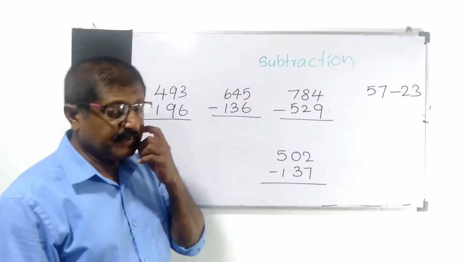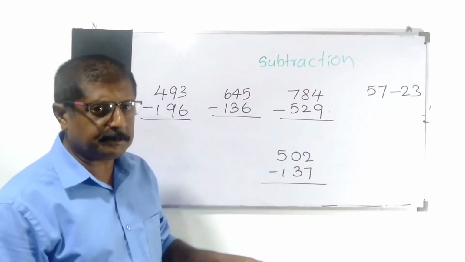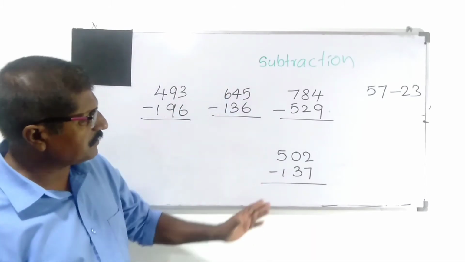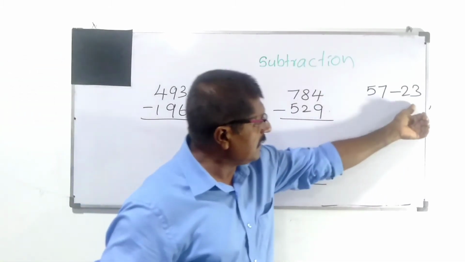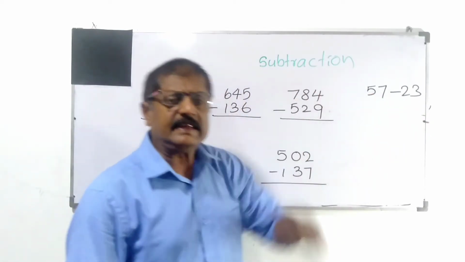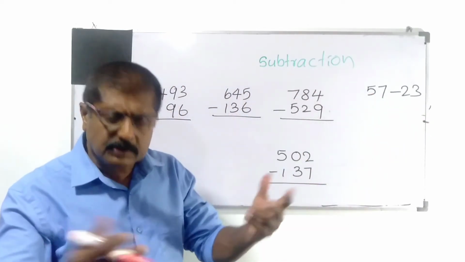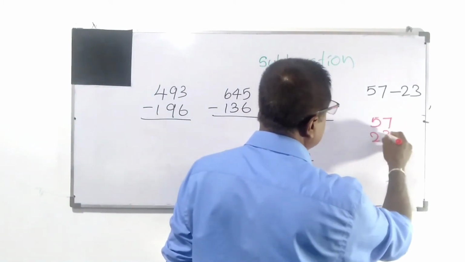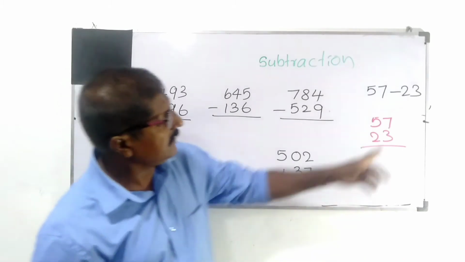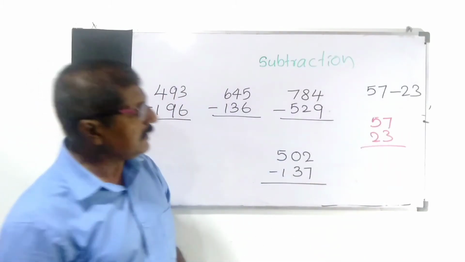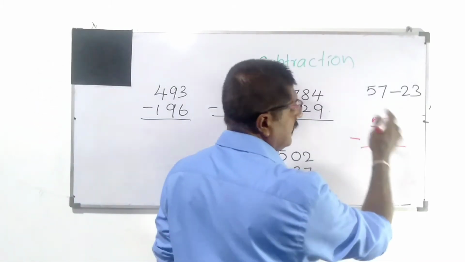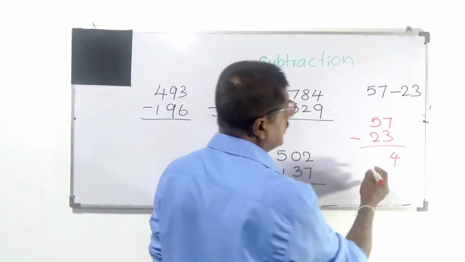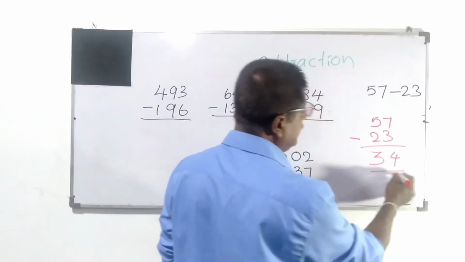Okay, now our final step for this video, part 1, is subtraction. Now let's do the subtraction. Now my dear children, now if the subtraction comes like this, can you do it? No, you can't. Therefore, you have to write it like this, 57, 23, like this, aligning equal places together. Now you can do the subtraction. Subtract 3 from 7, that is 4. And then 2 from 5, that is 3. You can get the answer like this.